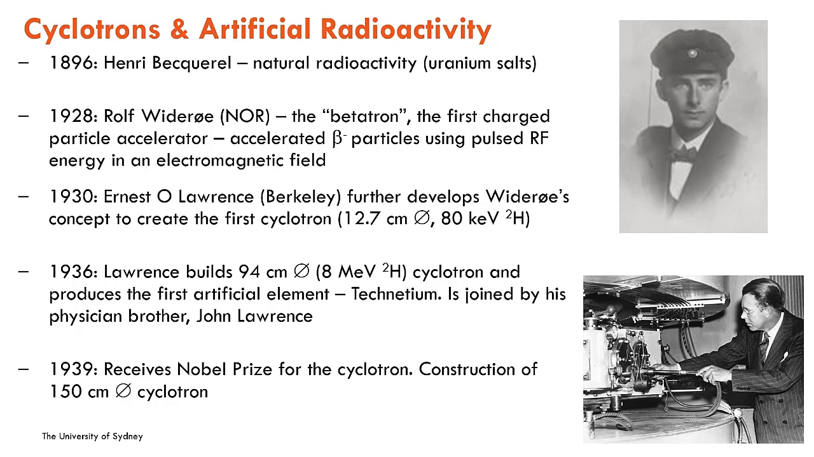Lawrence continued to develop his ideas, and in 1936 he built the 94 centimeter diameter cyclotron, which was able to produce the first artificial element, technetium. Technetium is not found in nature because all of the isotopes are radioactive and therefore have decayed away since the creation of the Earth's surface. So this was a gap in the periodic table that Lawrence was able to fill by producing technetium.